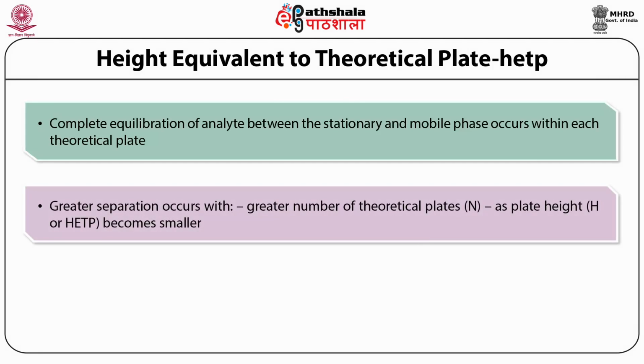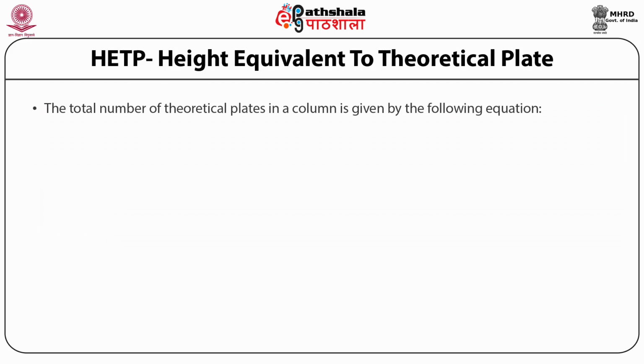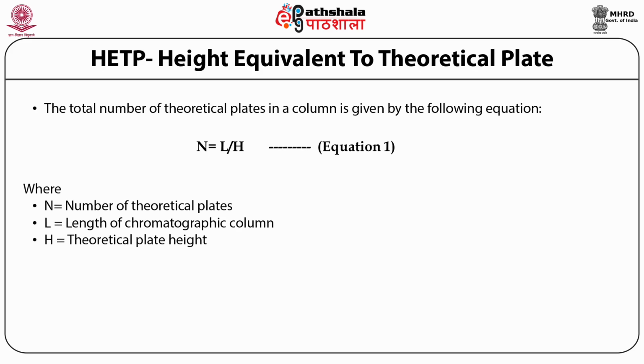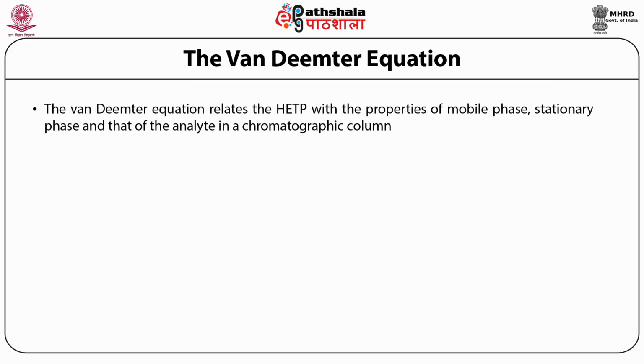Greater separation occurs with a greater number of theoretical plates, that is N, as the plate height, or H or HETP, becomes smaller. The total number of theoretical plates in a column is given by the following equation: H is equal to L by N, where N is the number of theoretical plates, L is the length of the chromatographic column, and H is the theoretical plate height. The Van Deemter equation relates the HETP with properties of the mobile phase, stationary phase, and that of the analyte in a chromatographic column.